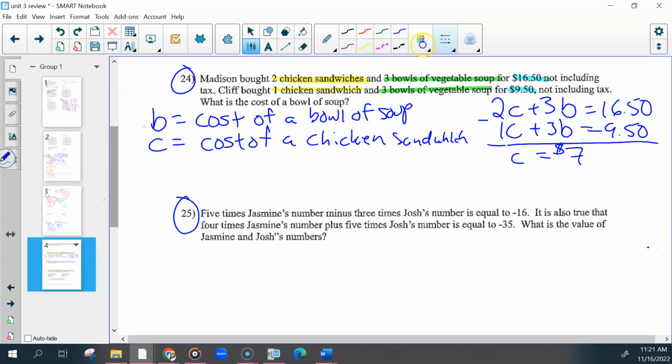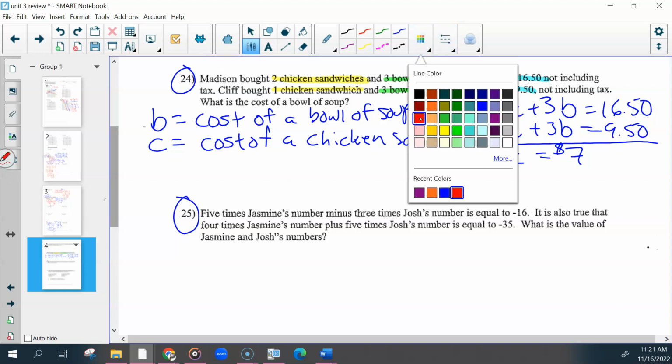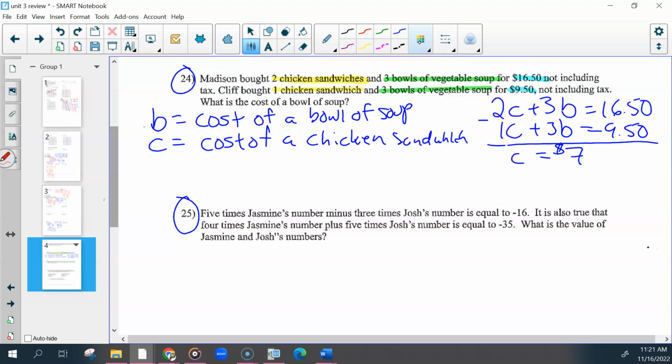Unfortunately, we solved for C, but we needed to find B, so we have to go back and find what B is. So put C, the 7, in for one of your equations. Does not matter which one. And solve for B. We would subtract 7 and divide. Divide that and tell me what you get.